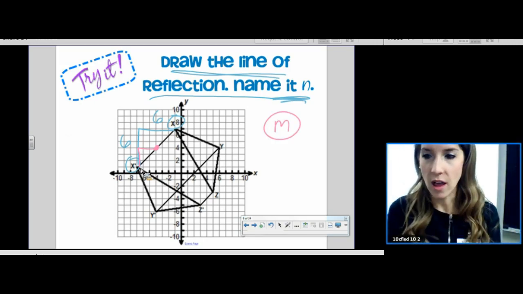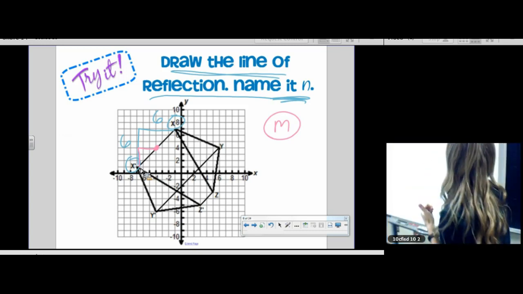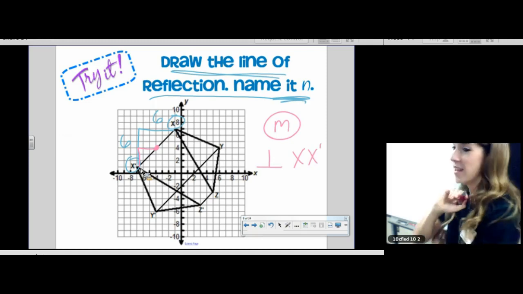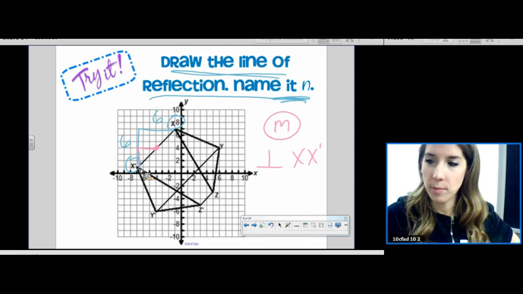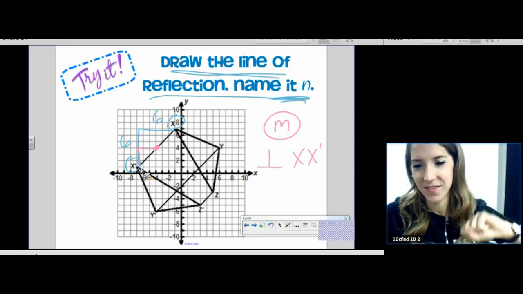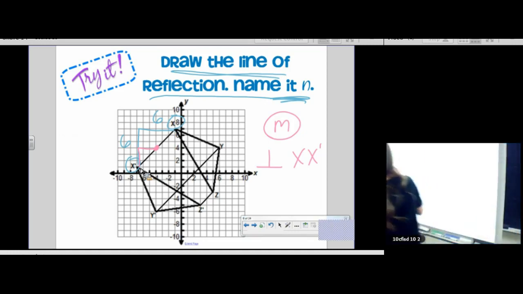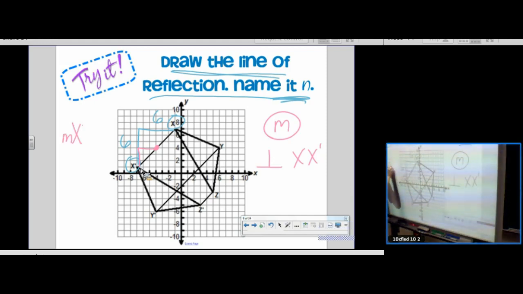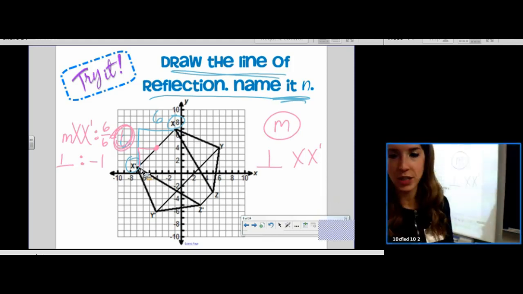Now, we need to draw a line that's perpendicular to x prime at the midpoint. So we want to be perpendicular to x prime. And do you remember how to do that? What's true about 2 slopes if they're perpendicular? Yay! You have to find the opposite reciprocal. Very good. So what is the slope of x prime? Well, if you rise 6 and you run 6, then the slope is just 1. So now I want to be perpendicular to 1. And the opposite reciprocal of 1 is actually -1.